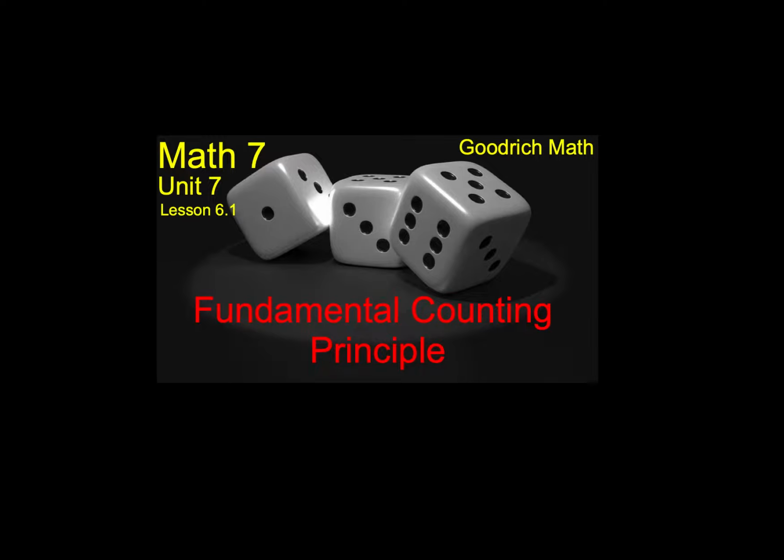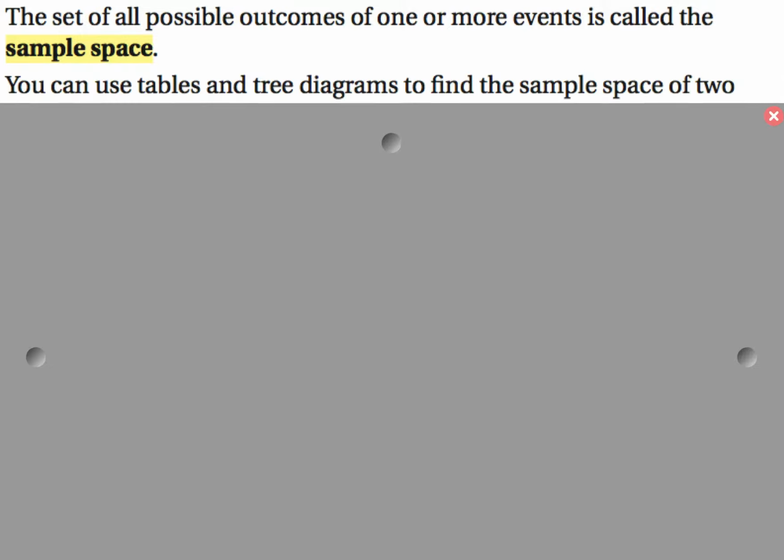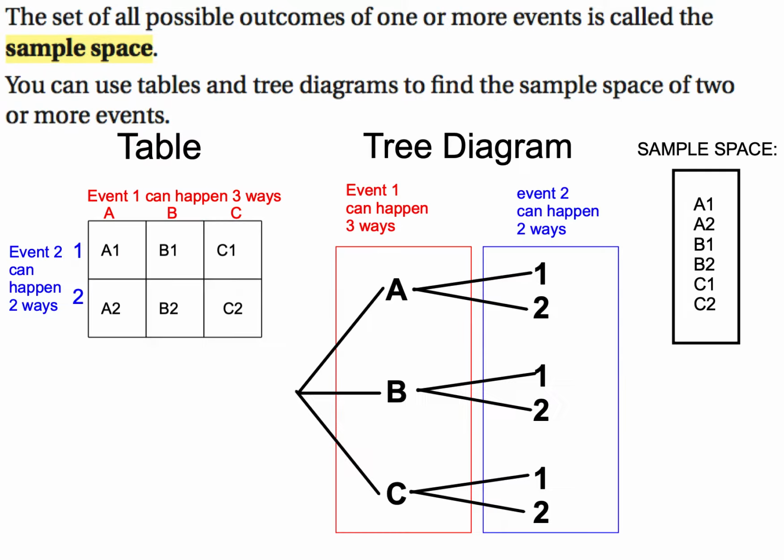It's fundamental counting principle. The set of all possible outcomes of one or more events is called a sample space. All right, we're getting into compound probability here soon, where we'll be looking at multiple events taking place rather than just one. You can use tables or tree diagrams to find the sample space of two or more events.